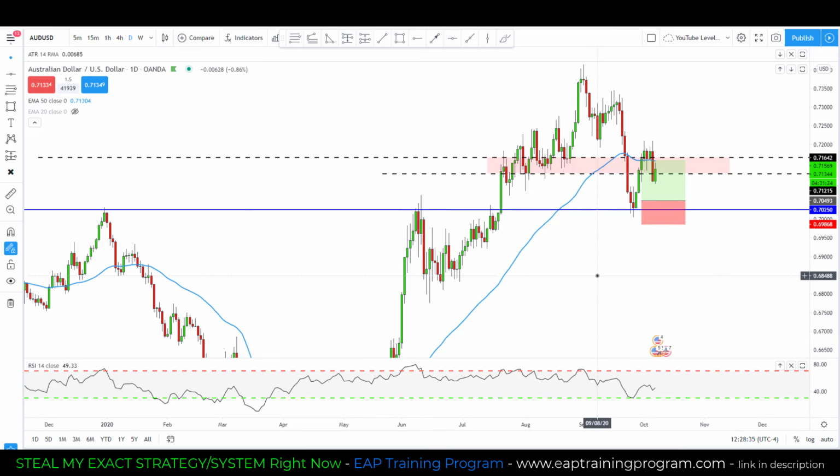But as you can see, the second part of that analysis actually did not work out. We thought this level would provide some resistance. The market ended up going a little higher, using this support level instead, and that did provide some resistance.